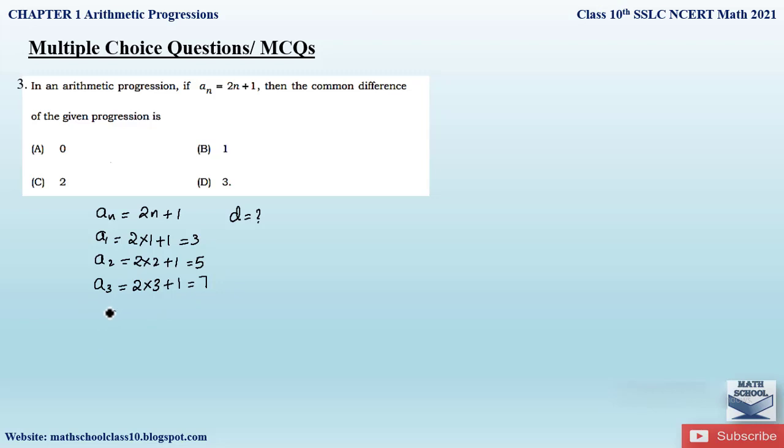Now common difference D is given by a2 minus a1. Right, this is how we obtain the common difference between the two terms, that is the second term minus the first term. So here our a2 value is 5 minus the first term is 3. So we get 5 minus 3 as equal to 2.